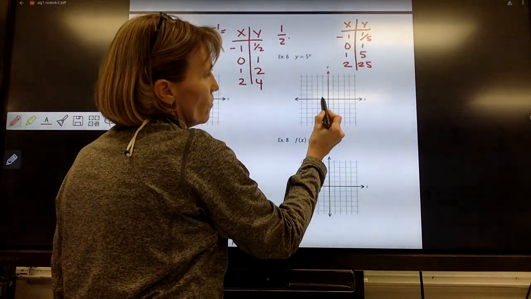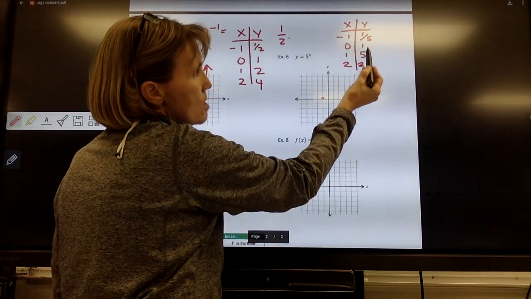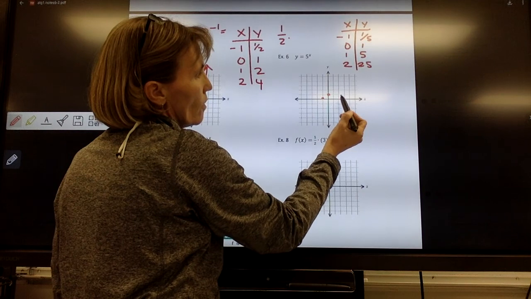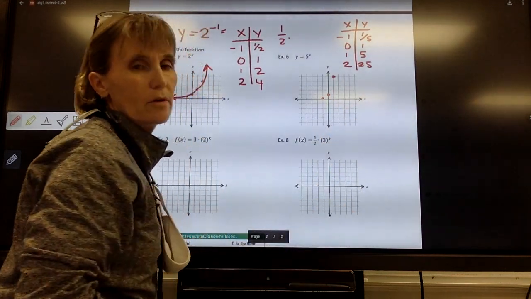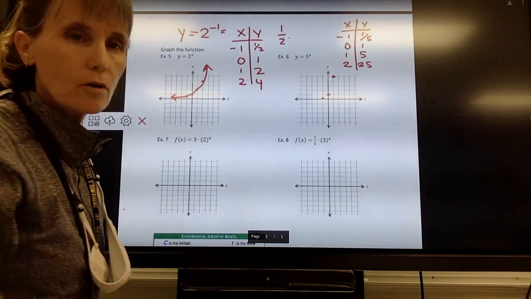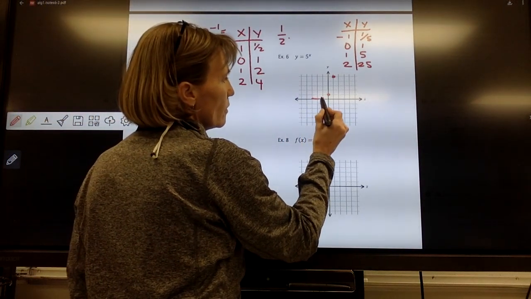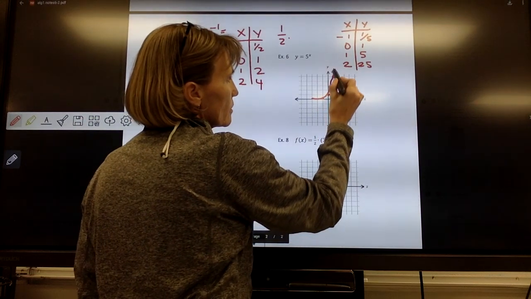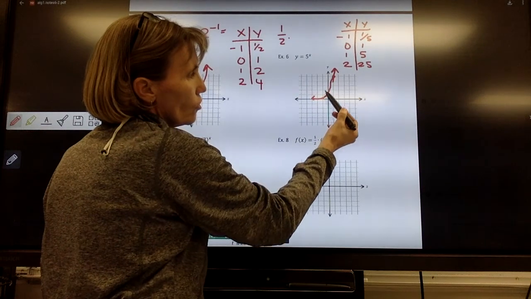Negative 1 down at 1/5, that's kind of hard to graph. It's really close to 0, just above 0. 0, 1, you can graph that, and 1, 5. 1, 5 would be up there. So you can see this one goes up a little quicker than the last graph. But again, it's going to come down here, and it's going to go up. Okay, now, on this end of the graph, it's going to get closer and closer to 0.